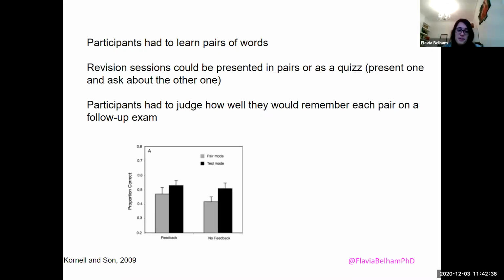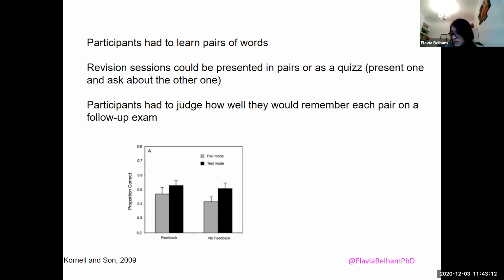So this is what happened with the actual exam. Don't worry about feedback and no feedback, just look at the gray and black bars. The gray bars are words that were reviewed in the reading session, so just reading of the words, and black are the words that were revised by testing, so using retrieval practice. And you can see that students did better on the words that they were tested on. So that's just another article of the thousands that we have that show that retrieval practice works better than reading. So we already know that, that's fine.